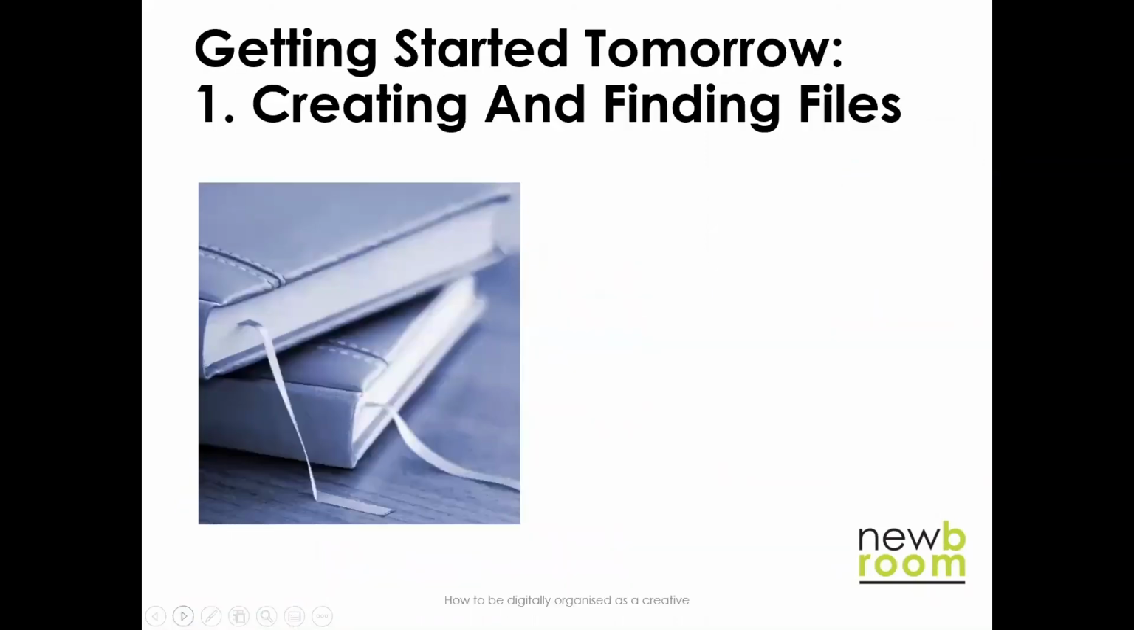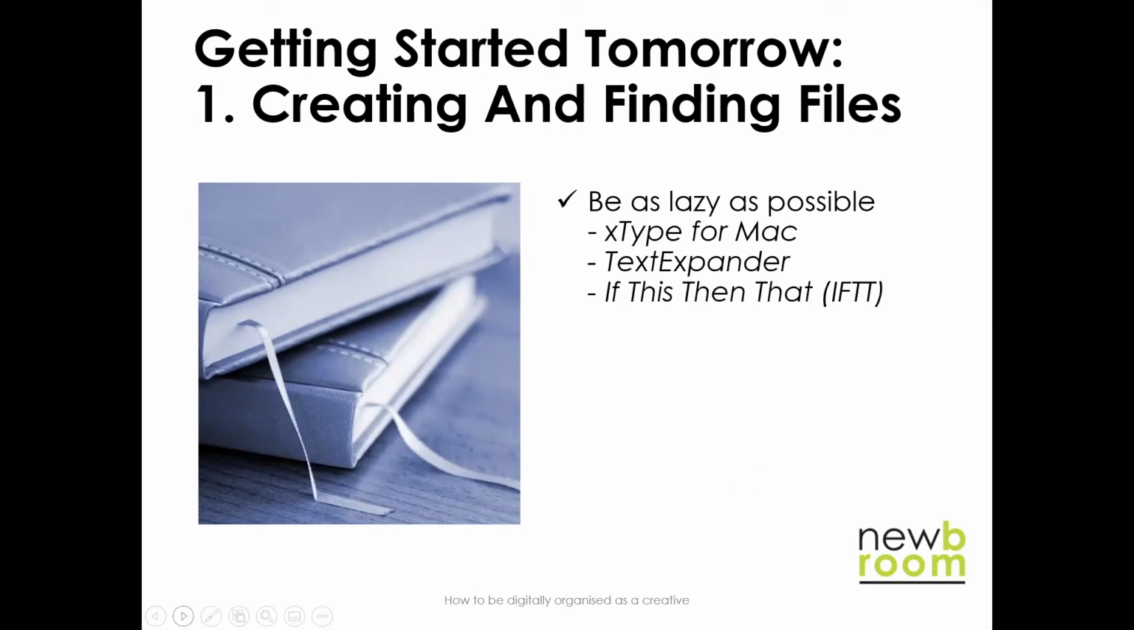And the first is creating and finding files. And my best advice for you when thinking about creating and finding files, things that you have created before, be as lazy as possible. And there are three programs you see here: Xtype for Mac, Text Expander, and If This, Then That. Well, the first two, Xtype and Text Expander, both help you to produce larger amounts of text by using simple commands and snippets of text. And there are tons of lazy services to help you like this, to help you in creating and finding files.